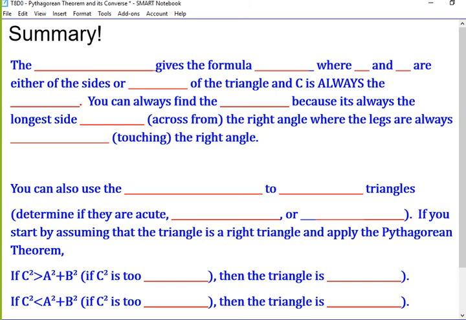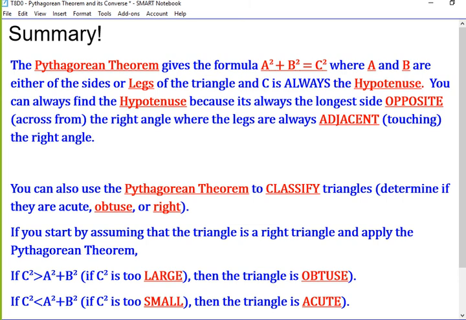And so in summary, the Pythagorean theorem gives you the formula a squared plus b squared equals c squared, where a and b are the other sides. They're also called legs, and c is always going to be what we call the hypotenuse. You can always find the hypotenuse, yes, because it's the largest side, but really it's opposite of the right angle.